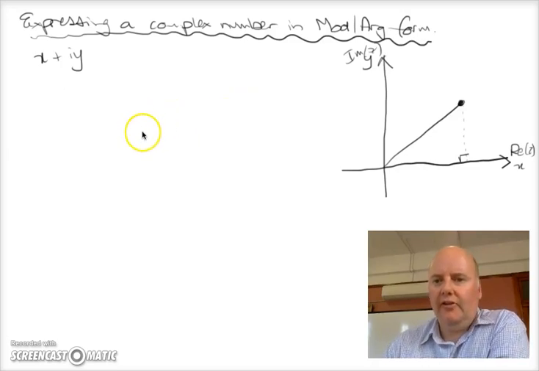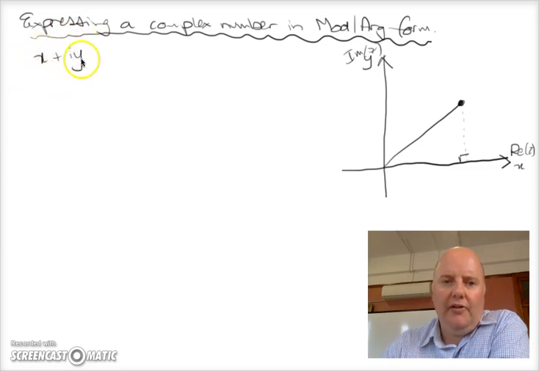So what I'm going to do now is show you how you express a complex number in what's called ModArg form. So mod stands for modulus and arg stands for argument. When a complex number is written as x plus iy, this is its rectangular form. So it has coordinates of x and y. We've seen how to graph that on the complex number plane.